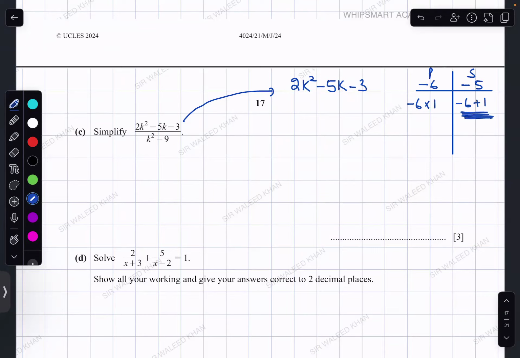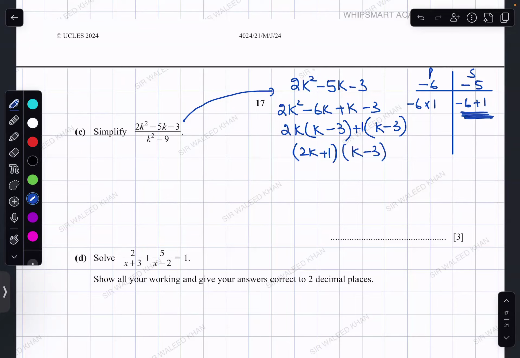This qualifies to split the 5k. So 2k squared minus 6k plus k minus 3. So 2 and k is common. k minus 6 minus 3, plus 1, k minus 3. 2k plus 1 and k minus 3. I've solved the numerator. Now let's solve the denominator.